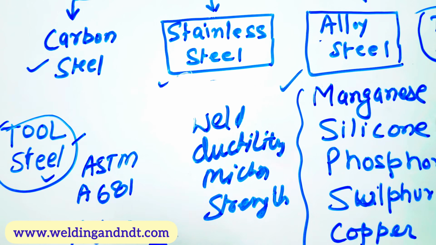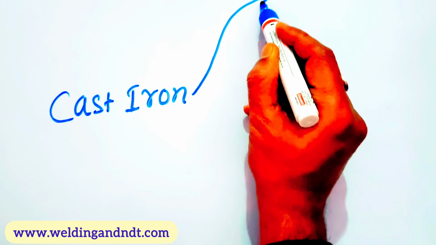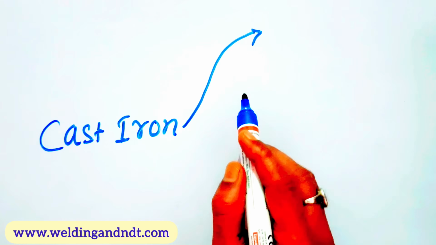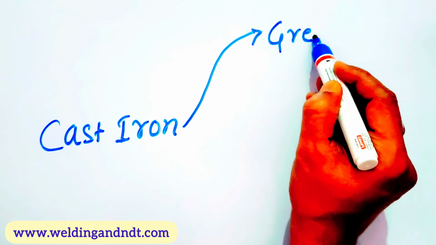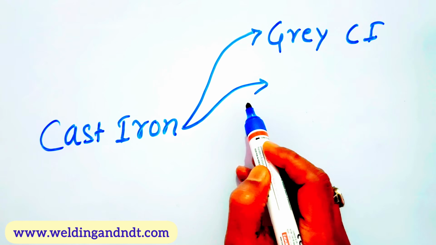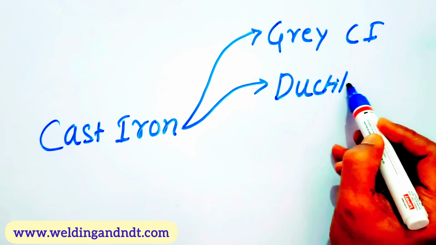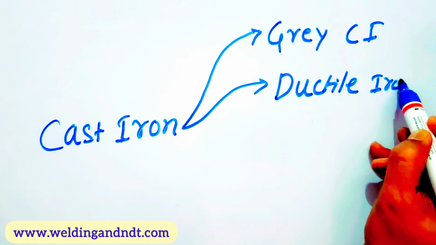Now one more thing was left, that is the classification of cast iron. So now I'll give you the further classes of how cast iron is classified. Okay friends, so cast iron is further classified into grey cast iron. This is grey, and I am writing CI, grey cast iron. Then you have ductile cast iron. I'll write it as ductile iron only.